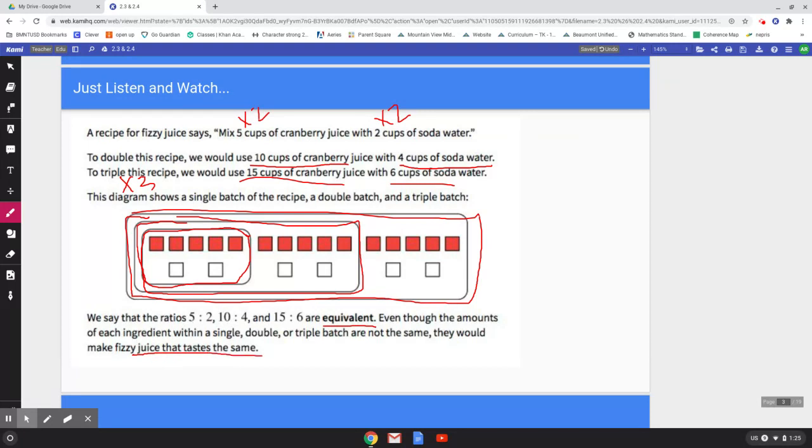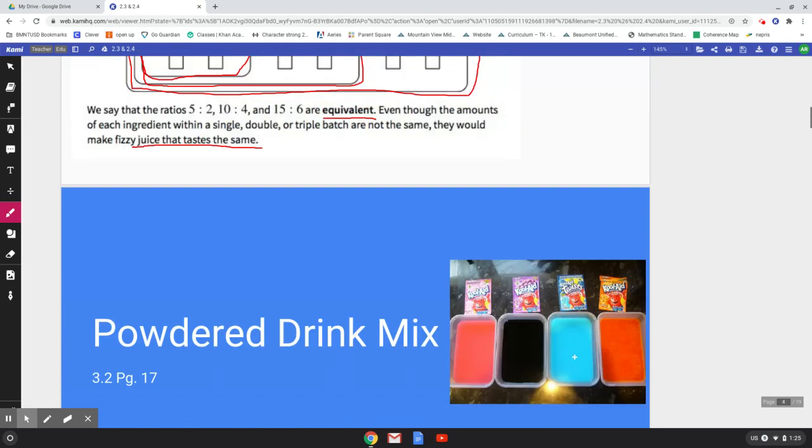So if you were doing this just for you and maybe your little brother or sister, you would probably make a batch of 1. Let's say that you were having a party or something like that. You would probably do a batch of 3. But whether you do a batch for 1 or a batch for 3, you will have the exact same taste. That juice will taste the same because you're putting the same amount every time. So that's important to know as we move forward.